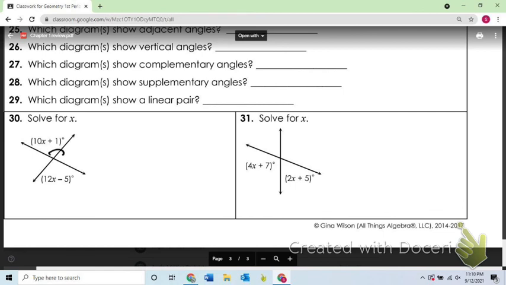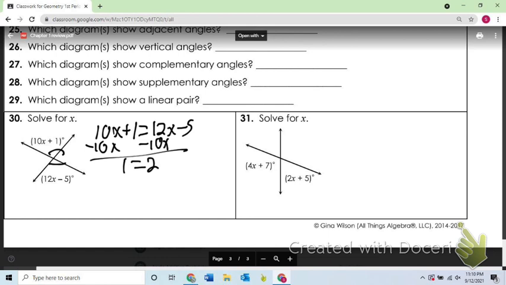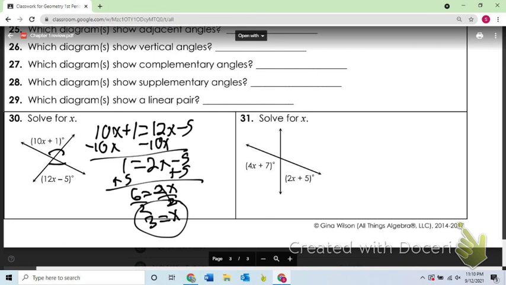We set them equal to each other because vertical angles are congruent. We're going to subtract 10x from both sides, and we get 1 equals 2x minus 5. Add 5 to both sides. 6 equals 2x. Divided by 2, x equals 3. You can double check that by plugging the 3 back in, and you'll get that each of those angles is equal to 31 degrees.